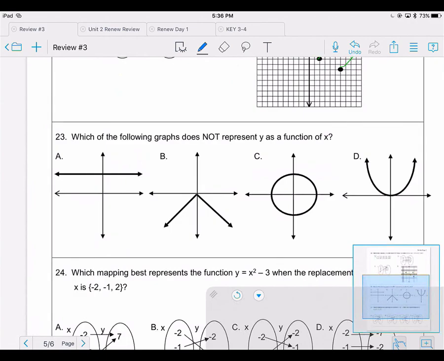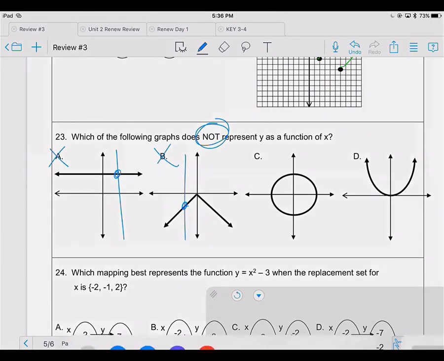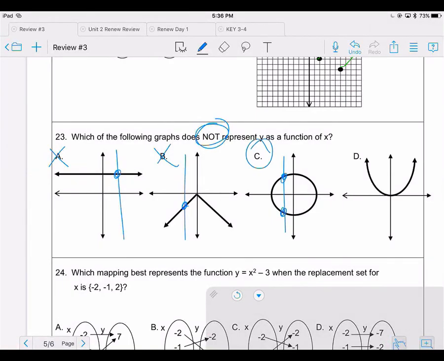23 asks which is not a function. Well, A passes through the vertical line, but they are looking for not, so it would not be the answer. B is a function. C, if you notice, C hits twice. So C would not be a function. D only hits once, so it would be a function, which is not my answer.